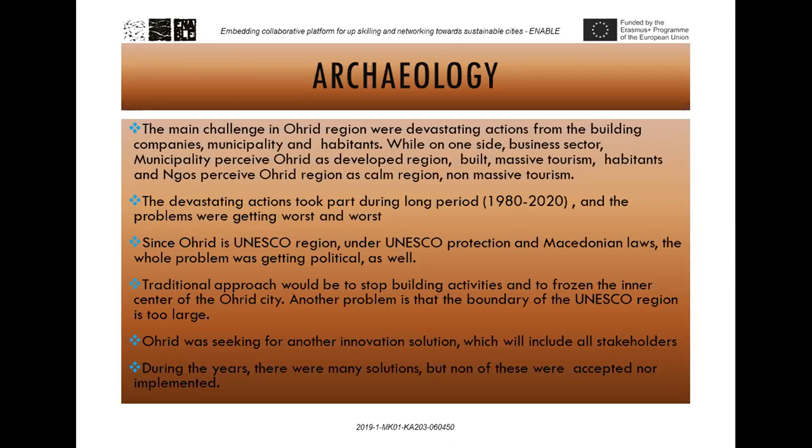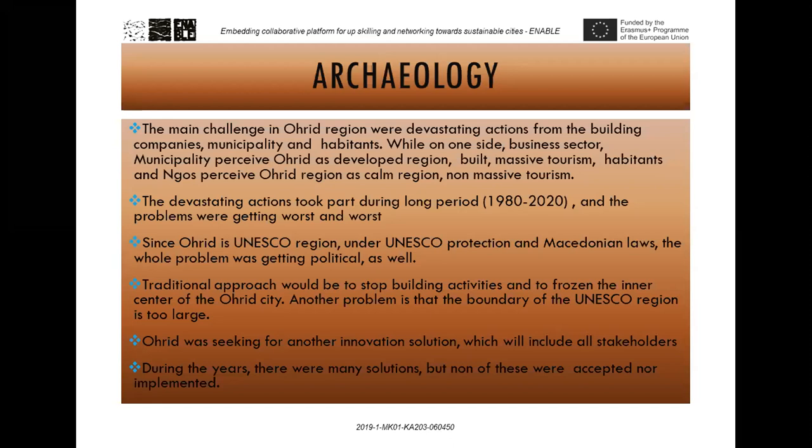The devastating actions took place during a long period of time, around 40 years. It started on a small scale in the 80s and 90s, but after 2000 it was on a much larger scale, and the problems were getting worse and worse. Since Ohrid is a UNESCO region under UNESCO protection and Macedonian laws, you can just imagine that the whole problem was getting political as well. So the traditional approach to this problem would be to stop building activities and to freeze the inner center of Ohrid city.